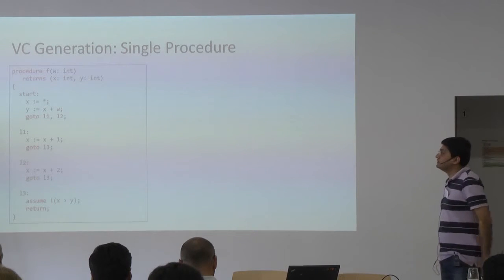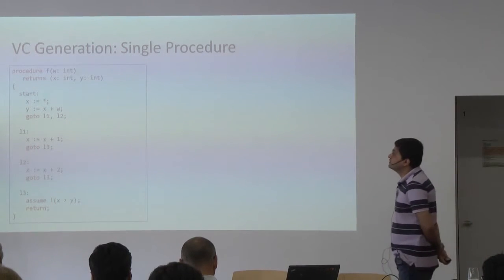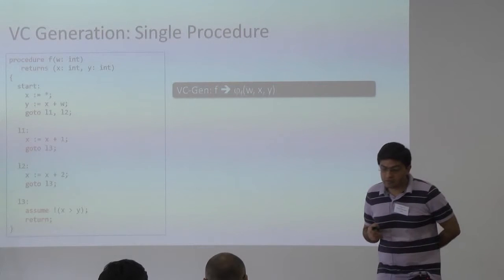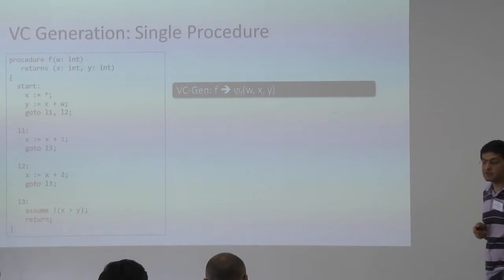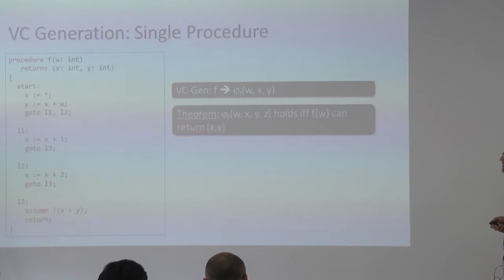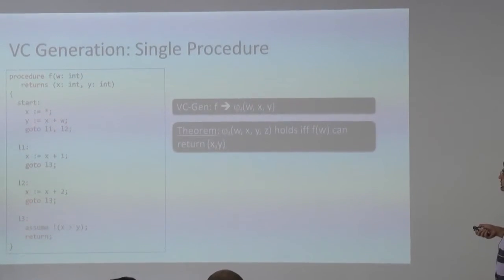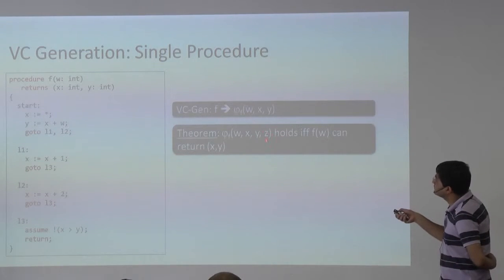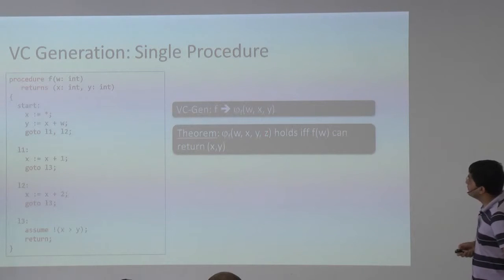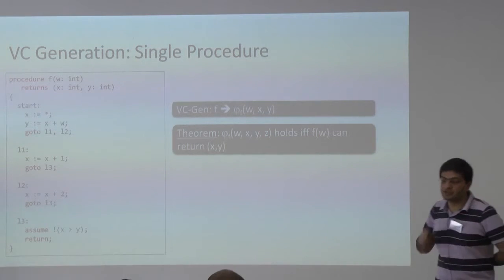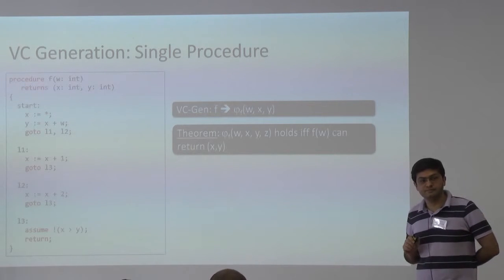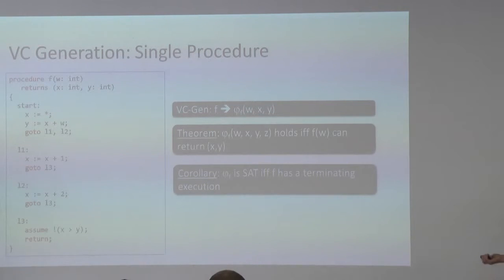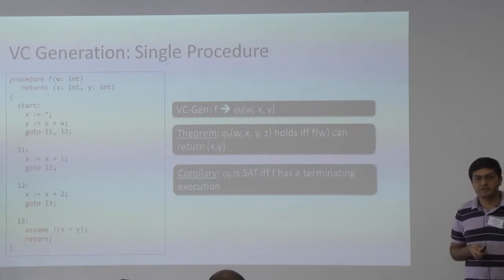Okay, so let's say I have this single procedure F. It takes W as input, returns X and Y, and it does some stuff, okay? And what I'm going to do as VC generation is that given this F, I'm going to generate a formula phi over W, X, and Y, such that the formula is satisfiable if and only if F(W) can return X, Y. So this Z is a typo, so ignore that part. So the formula is satisfiable if and only if the procedure has a terminating execution on that input and output. Okay, and once you have this theorem, then finding a terminating execution is the same thing as checking satisfiability.